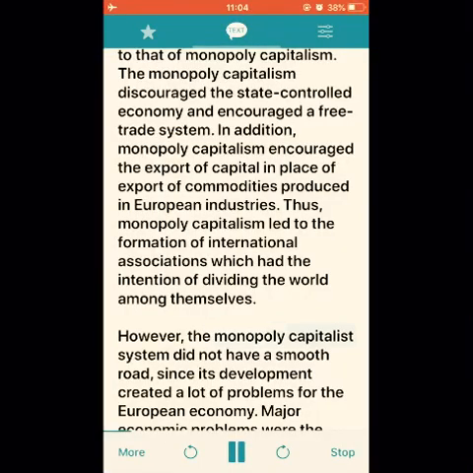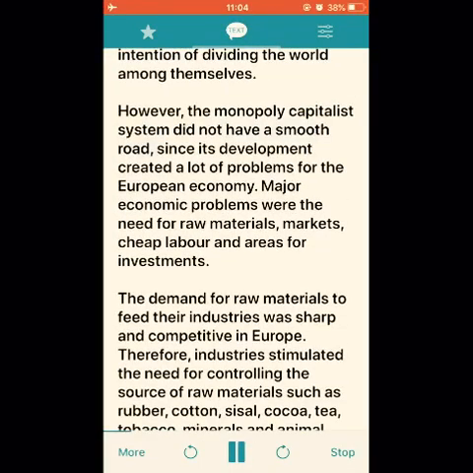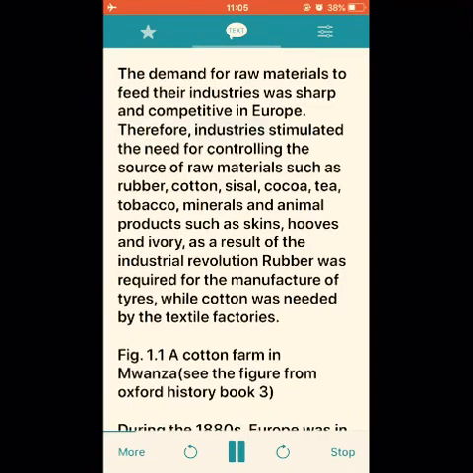However, the monopoly capitalist system did not have a smooth road, since its development created a lot of problems for the European economy. Major economic problems were the need for raw materials, markets, cheap labor and areas for investments. The demand for raw materials to feed their industries was sharp and competitive in Europe. Therefore, industries stimulated the need for controlling the source of raw materials such as rubber, cotton, sisal, cocoa, tea, tobacco, minerals and animal products such as skins, hooves and ivory.